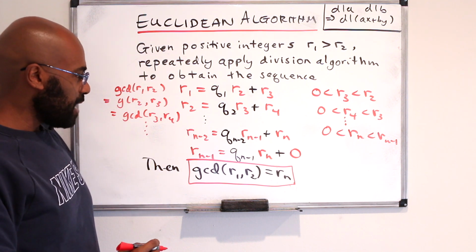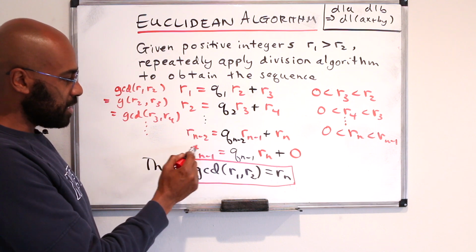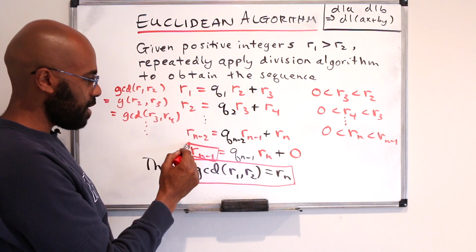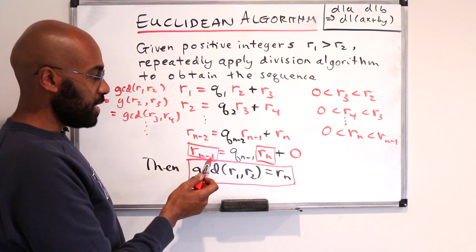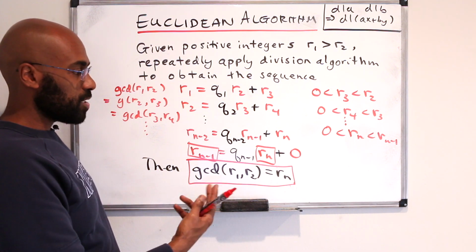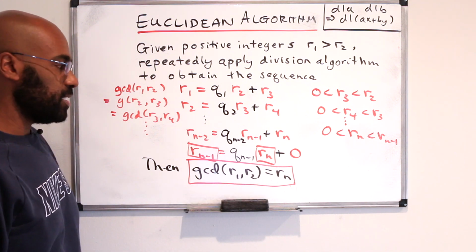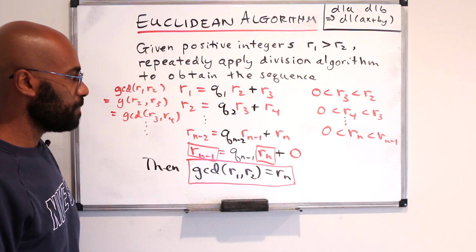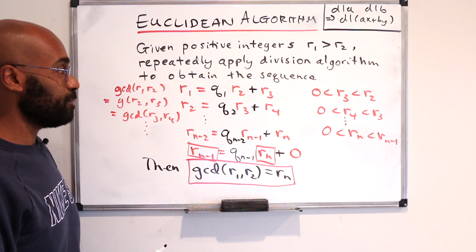So as we keep going down, all these GCDs are equal. So the GCD of R1 and R2 is going to, at the end, be the same as the GCD of Rn minus 1 and Rn, right? But Rn minus 1 is a multiple of Rn, so their greatest common factor is Rn itself. And so this is indeed the GCD of these two numbers. Now, that verifies that this algorithm outputs the right thing.